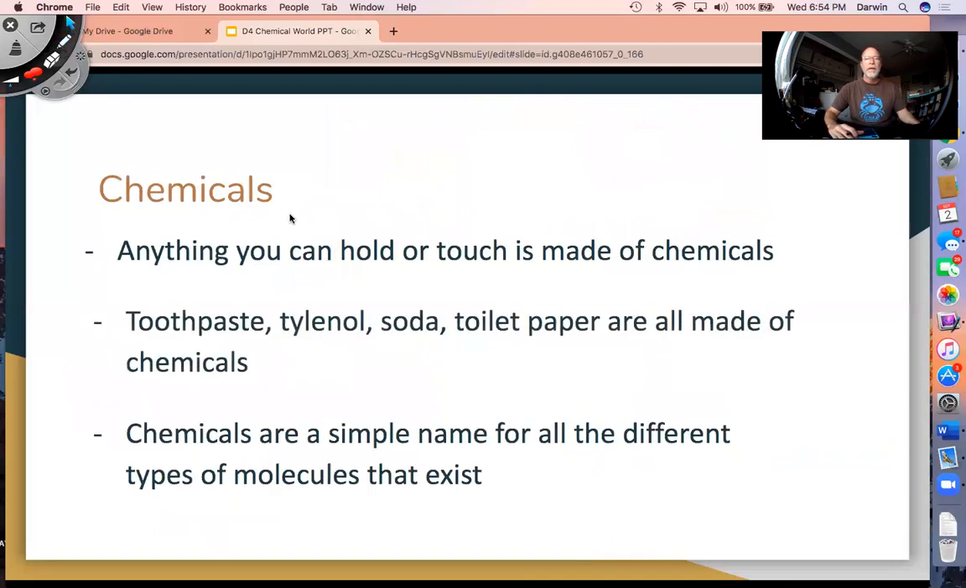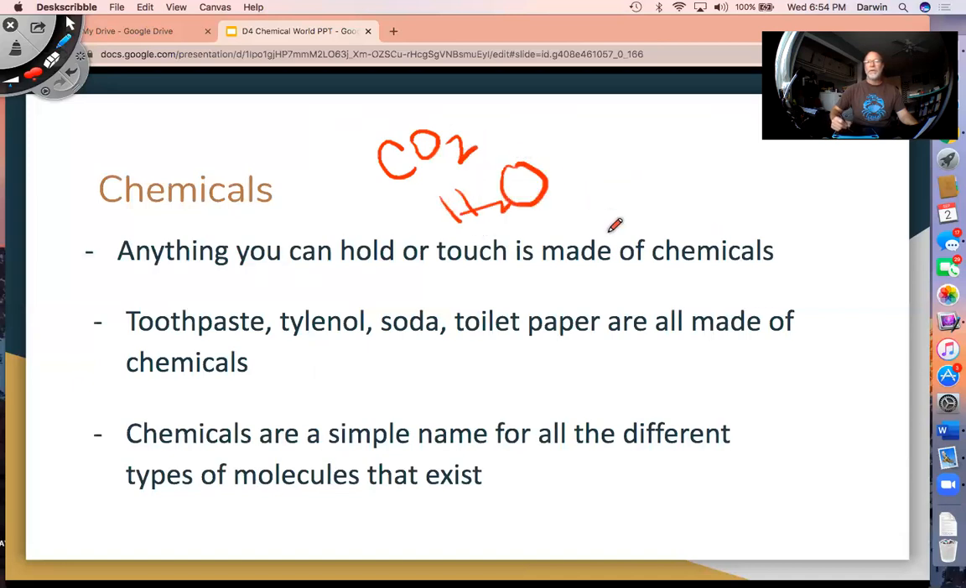All right, so chemicals are anything that you can hold or touch, right? So anything that you can hold or touch would be made up of chemicals, ladies and gentlemen. There are lots of different chemicals, and we just went through some of them. So what would be a chemical? CO2 is a chemical. H2O is a chemical.